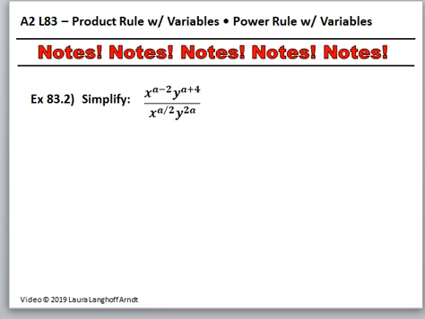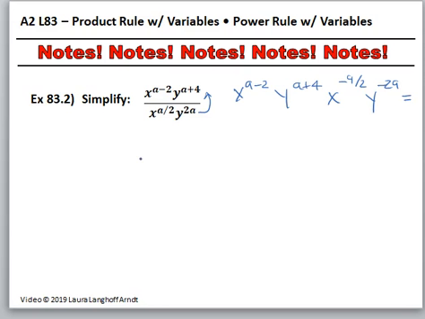Okay, my turn. So the first thing that I'm going to do is get rid of this fraction form here, and I'm going to move all of these up to the numerator. So I have x to the a minus 2 and y to the a plus 4. Then I'm going to have x to the negative a over 2, y to the negative 2a.